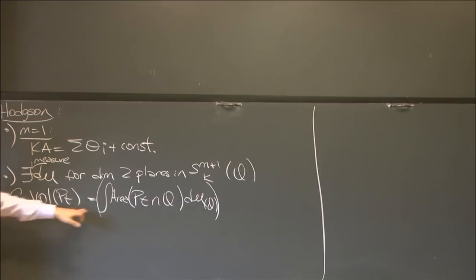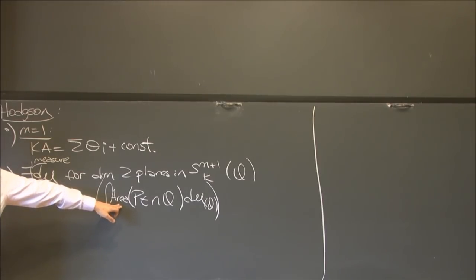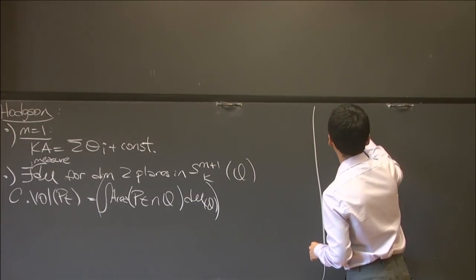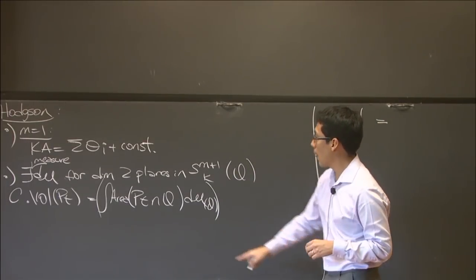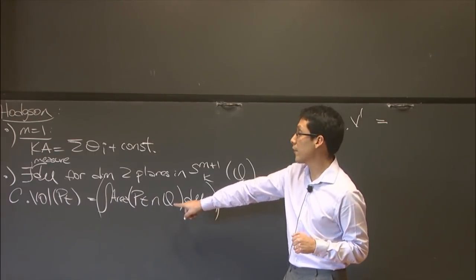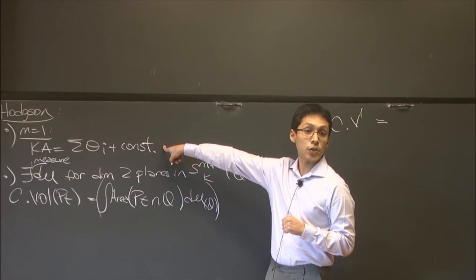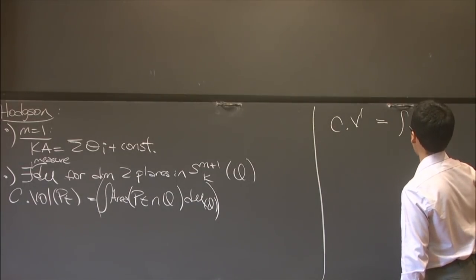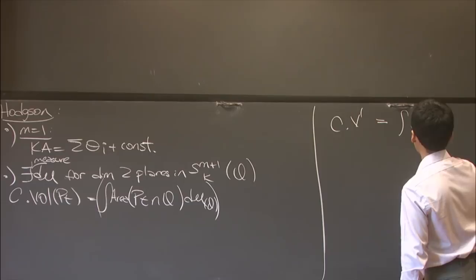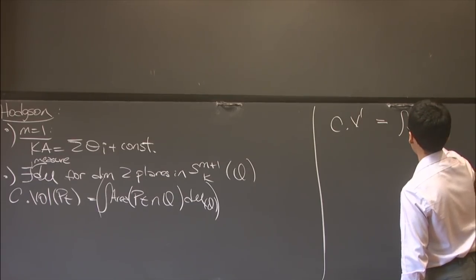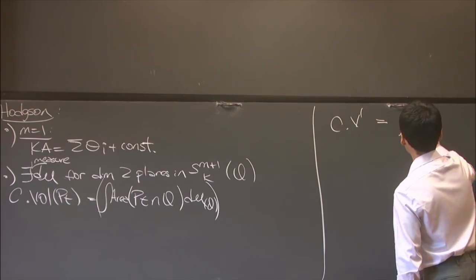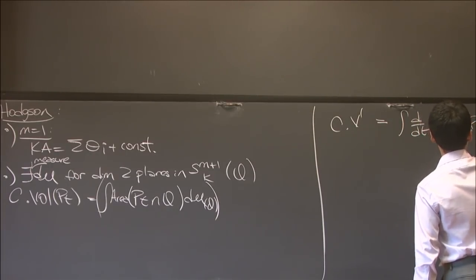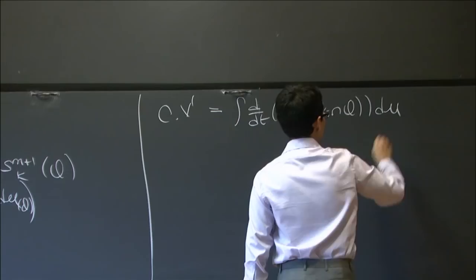So now the strategy is just to differentiate under the integral sign. On this side, we should obtain C times the derivative of the volume. And on this side, when we differentiate the area, we can use the dimension 2 case that we already know. So we can decompose this as a derivative in terms of the area.